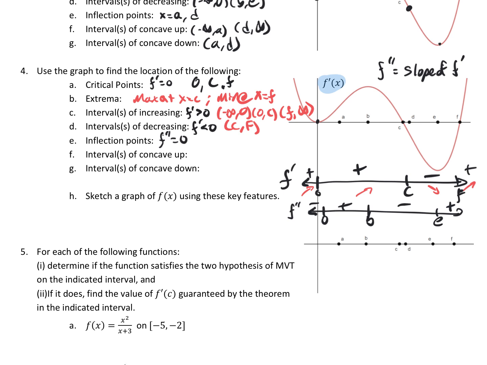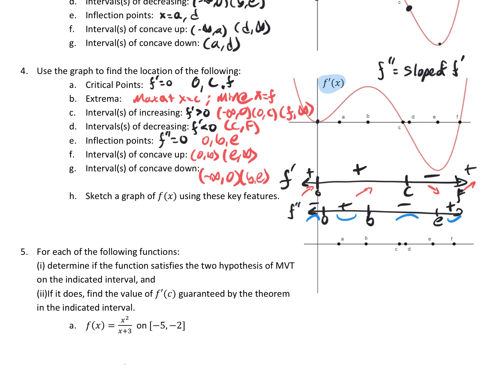All right, so where is it concave? Oh, inflection points is where concavity changes. Okay, so it changes at 0, B, and E. Where is it concave up? Well, that is when the second derivative is positive. It's concave down when it's negative. So that happens, let's see, the positive is from 0 to B and from E to infinity. Concave down happens from negative infinity to 0 and B to E.